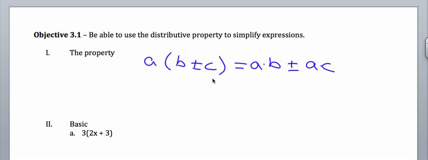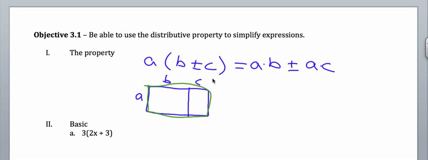Just for your information, here's a really good visual example of why this works. Suppose we had a rectangle that we split up into 2 smaller rectangles. The width of the larger rectangle is A, the width of this smaller rectangle is B, and the width of the other one is C. So how would you calculate the area of the full rectangle?